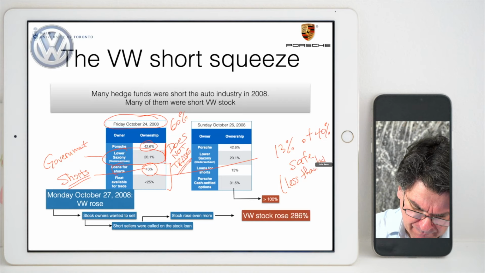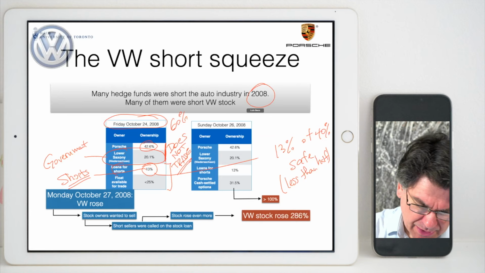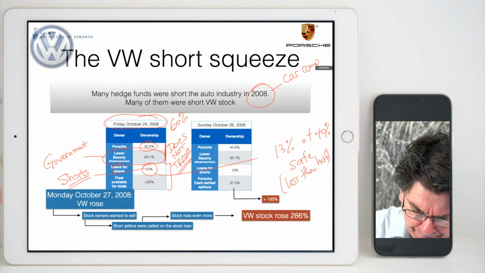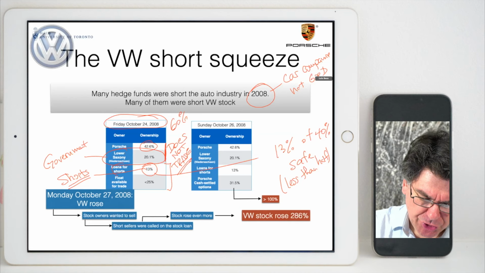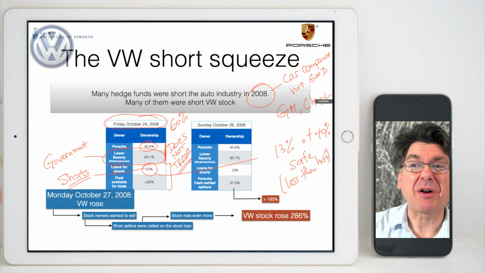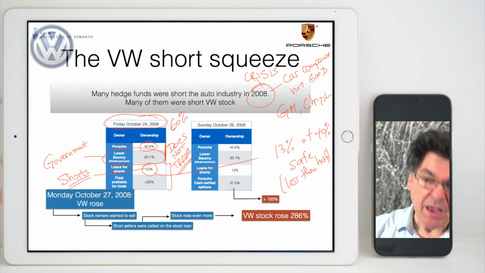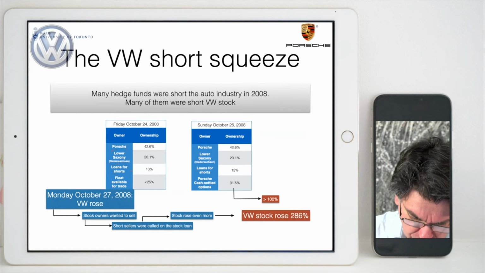Now, you may not remember because you're very young, but in 2008, car companies were not good. They were in trouble, okay? General Motors, Chrysler, they went bankrupt, okay? Ford almost went bankrupt. That was the big crisis. And it was bad for car companies, okay? So everybody wanted to short car companies. Many traders were short General Motors, many traders were short Chrysler, and many people were short Volkswagen, okay?